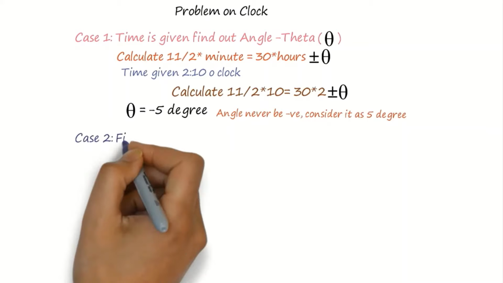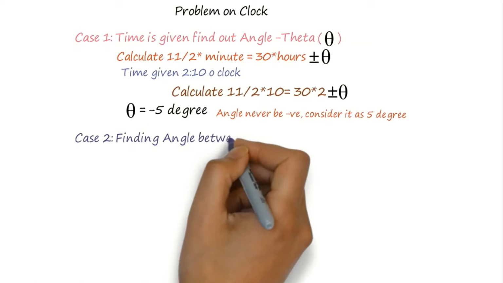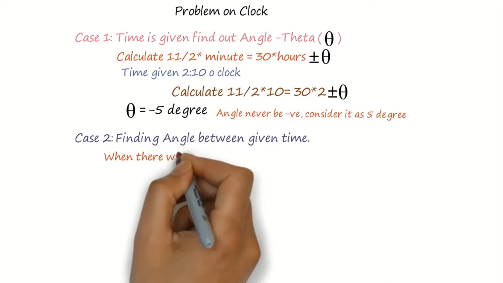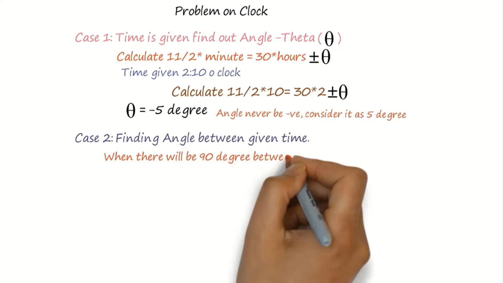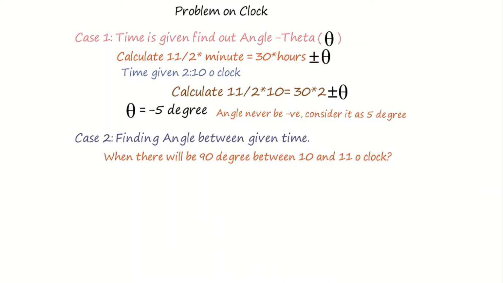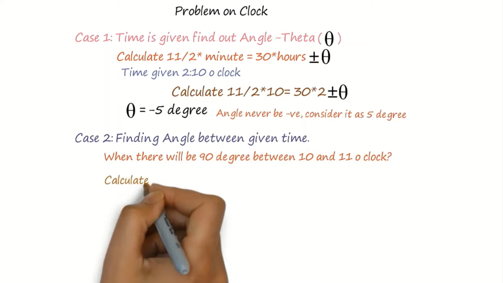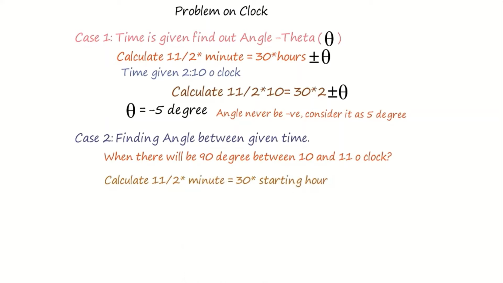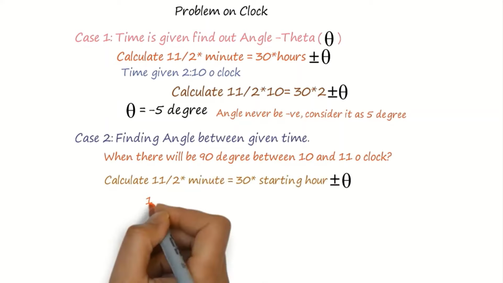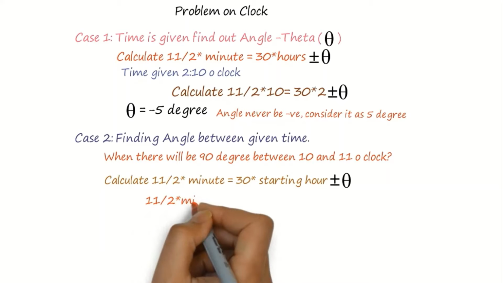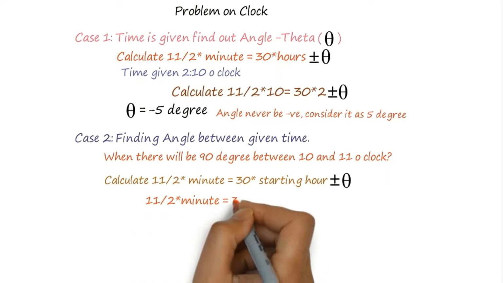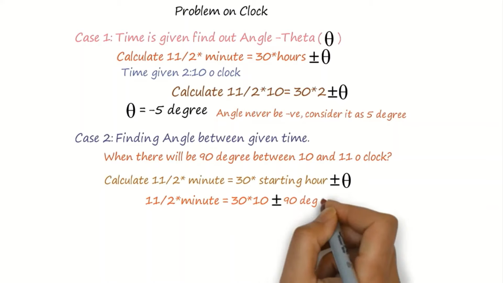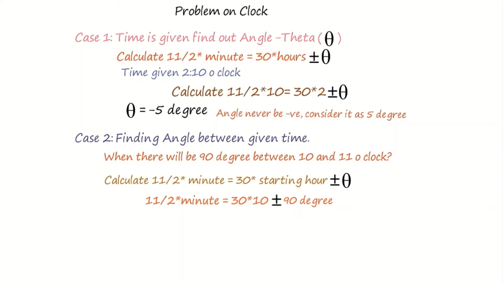And in second case, you will be asked to find out the time between a specified time frame when a specified angle is achieved. We will use the same formula, however, keep in mind in place of hour, put the starting hour. That is, you are asked to find when there will be 90-degree angle between 10 and 11 o'clock. So the starting hour will be 10. Now, the question is plus 90 or minus 90.